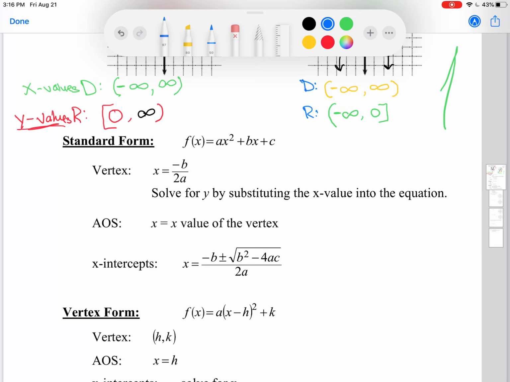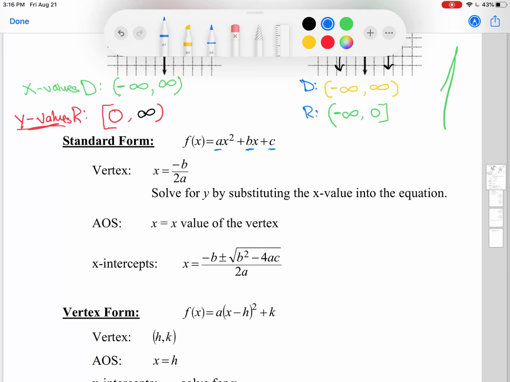we want to make sure that we are talking about 3 different things. You will notice there are 3 letters here. We have A, B, and C. In standard form, A, B, and C are going to help us tremendously as we figure out the rest of our vertex, axis of symmetry, and x-intercepts for this specific form we are talking about.